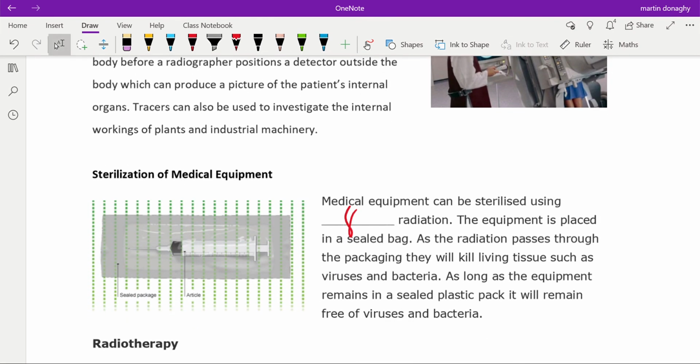Sterilization of medical equipment. Same for our strawberries. We probably want to be able to sterilize equipment for a long period of time without the radiation decreasing. So we'd use the cobalt 60.